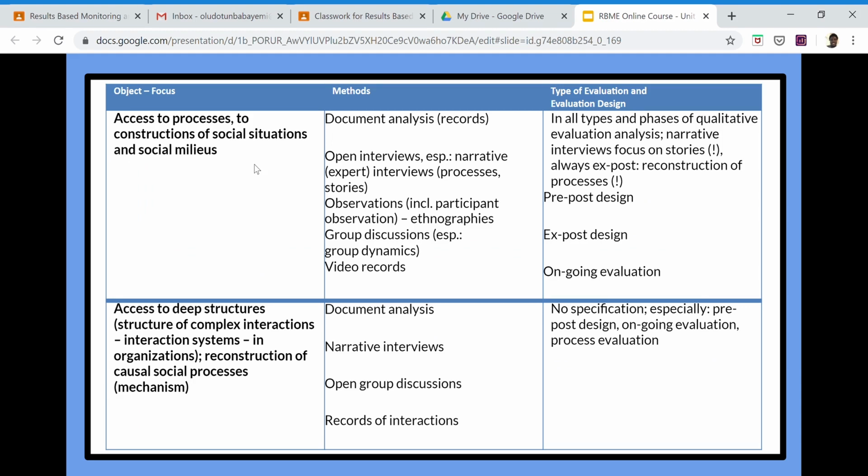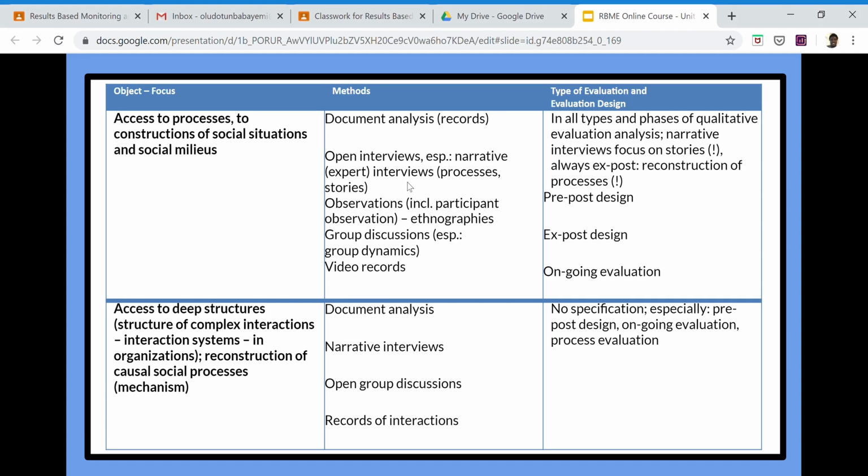If you're thinking about constructing new social situations and social attitudes for a particular program, you might want to think about document analysis. That means looking at records of programs, meeting notes, board notes, logistic notes as well. Beyond documents, you can think of open interviews, observations, which might mean ethnography, and also video records. This allows you to generate a new context for that socialized situation.